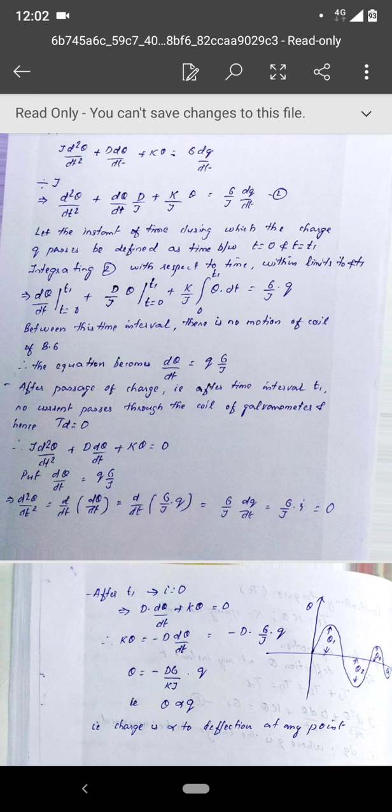And just take the term d square theta by dt square, and we know that d theta by dt is equal to q G by J.